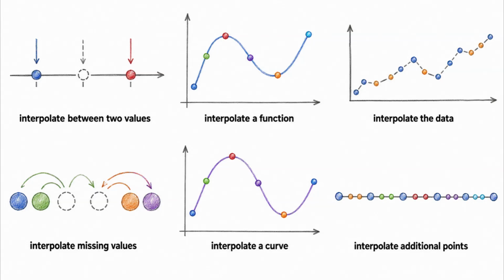Analysts interpolate missing values by using nearby observations. Use the known coordinates to interpolate a curve that passes through every point. The program can interpolate additional points between each pair of measurements.